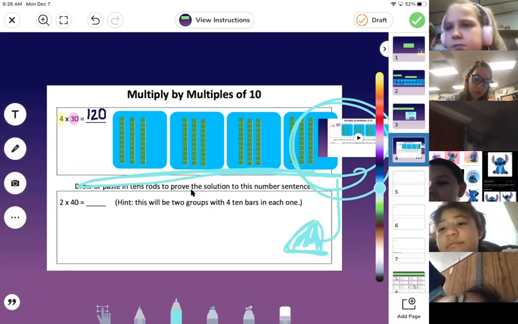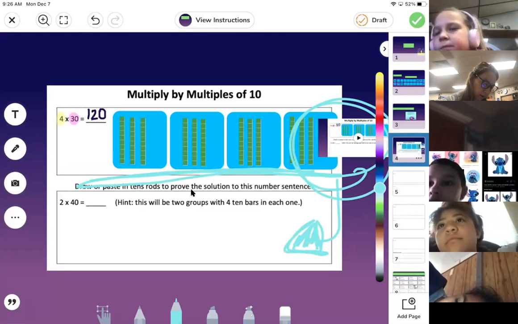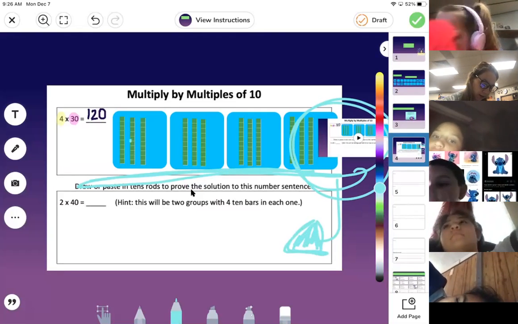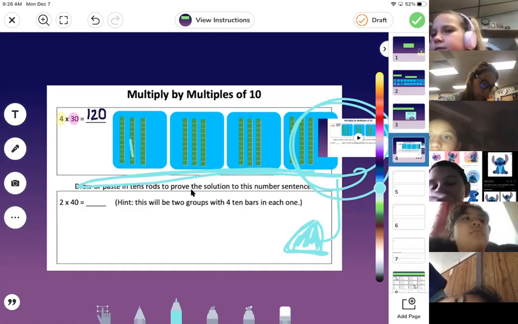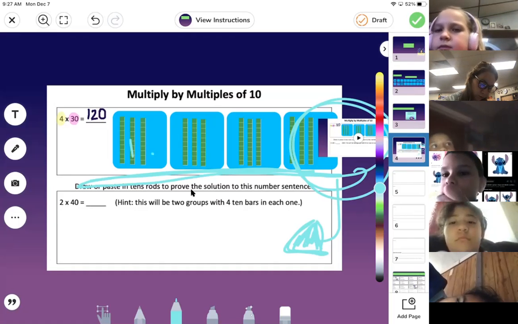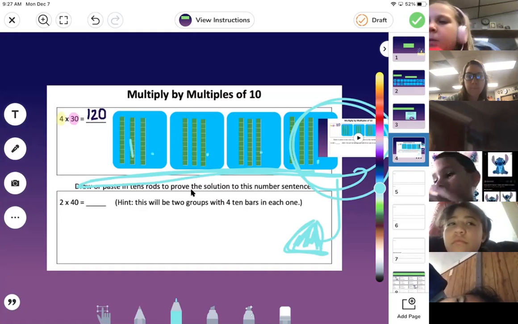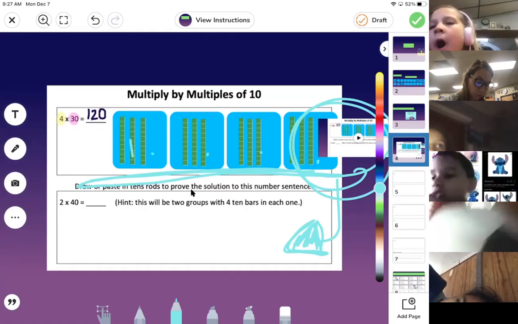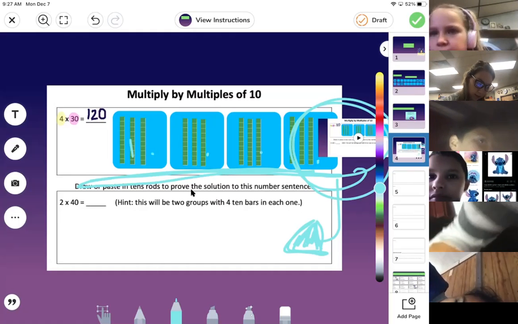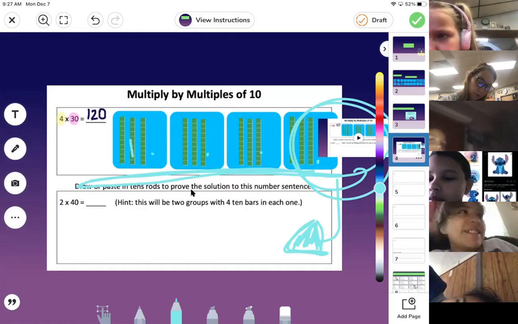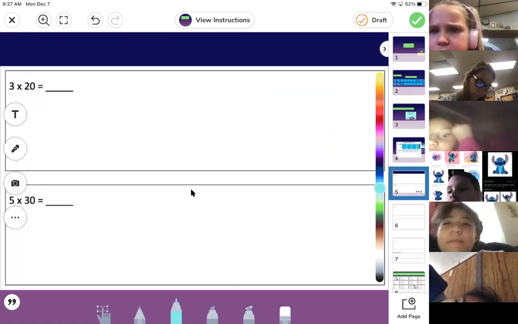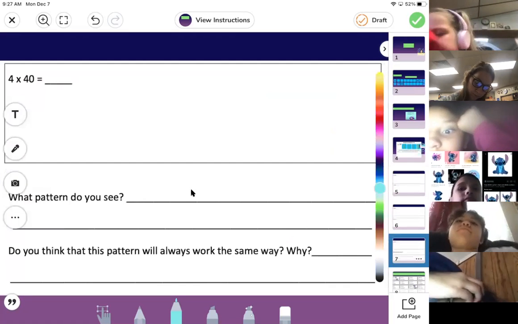All right? She put in the shapes first, the squares, and then she put in her rods of tens, because there's supposed to be 4 groups, 1, 2, 3, 4. And in each group, there's supposed to be 30 inside each one. And so that's what she did. And she showed you how she did it. So watch that so that you can know how she does it. And then you can help solve these problems. Okay?